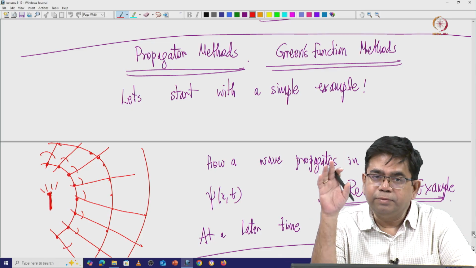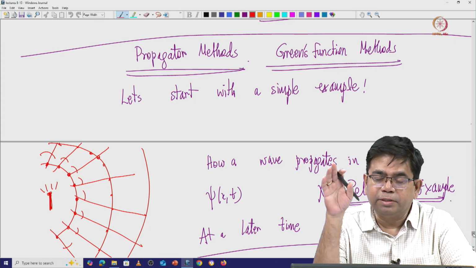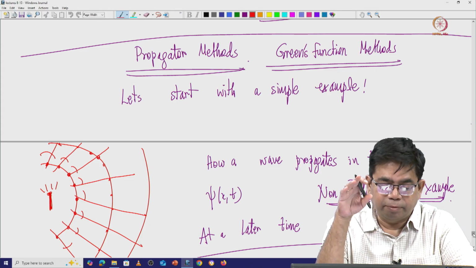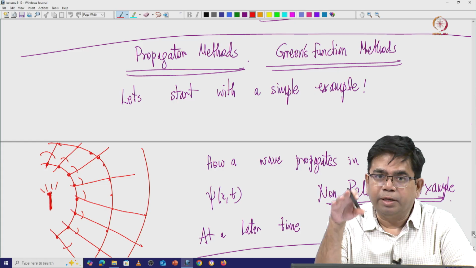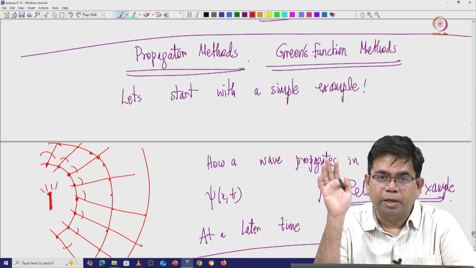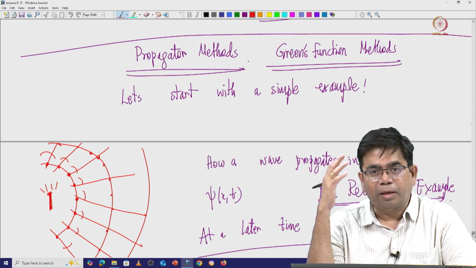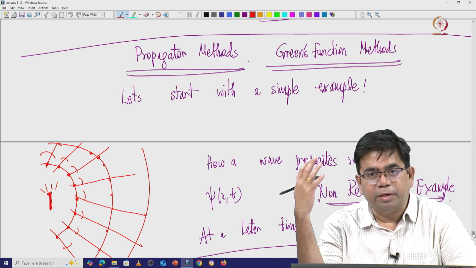Whereas the non-relativistic reduction of a Klein-Gordon equation will always give you a Schrodinger equation, without the Pauli terms. Now if you have a Schrodinger equation, you can use propagator methods even in the non-relativistic regime.